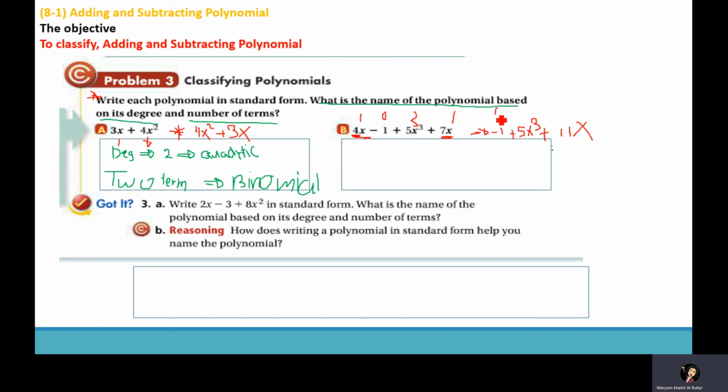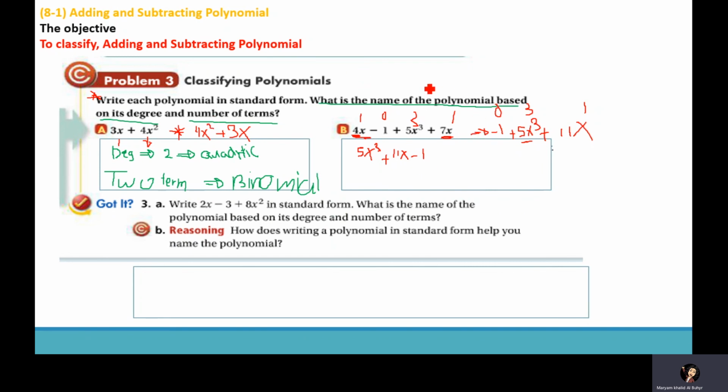What is the degree here now? 0. The degree here is 3. The degree here is 1. So I'm going to order them from greatest to least. This should be the first term: 5x to the power 3 plus degree 1, 11x, plus or minus 1. That's degree 0.